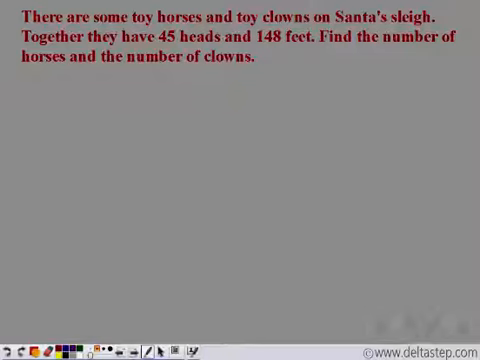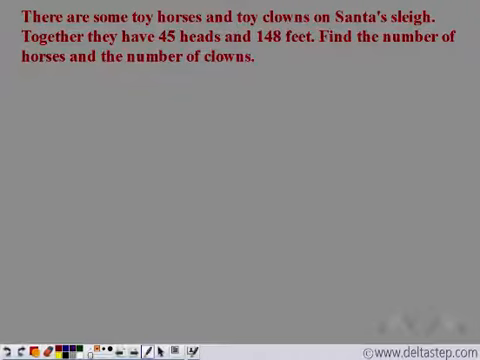Now let us solve this problem here. There are some toy horses and toy clowns on Santa's sleigh. Together, they have 45 heads and 148 feet. Find the number of horses and the number of clowns.